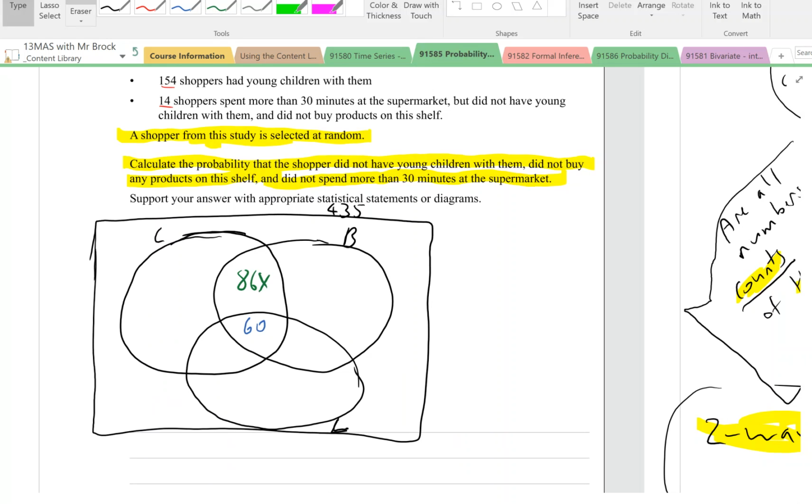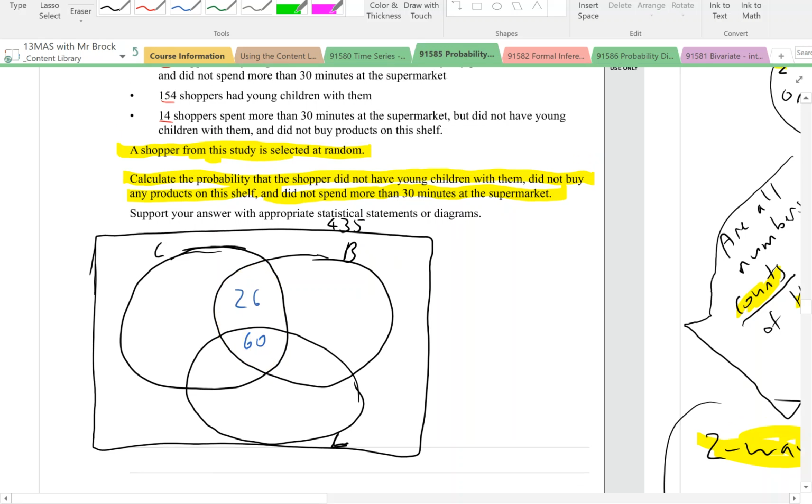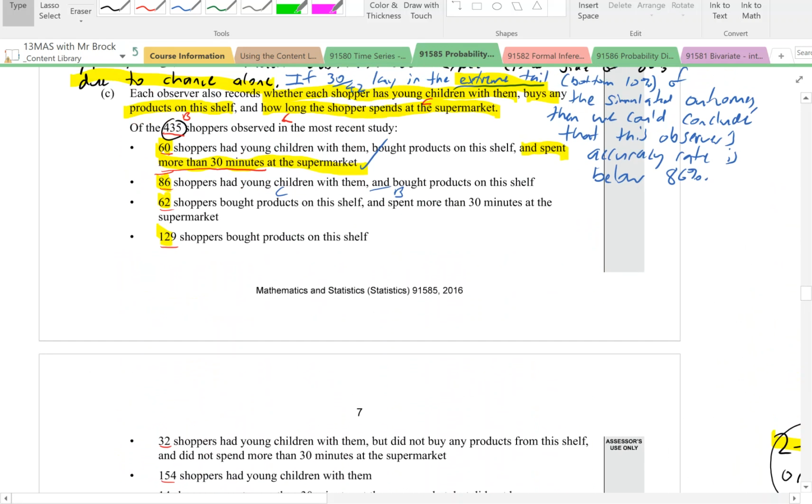Well, the reason is because the 86 actually is talking about this entire zone of overlap between the C circle and the B circle. So it includes the 60 we've already counted. So therefore, how many are going to be left to go in this zone here? Hopefully you're thinking of the number 26 right now. Okay, how are we going? So we've got two things ticked off. We want to go through and tick all of these things off so that we're using all of the information.